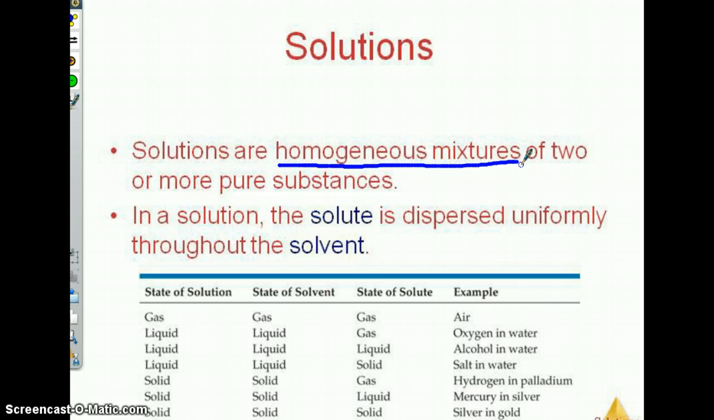The opposite of a homogeneous mixture would be a heterogeneous mixture. An example of a heterogeneous mixture would be dirt in water. I can see the dirt in the water. It's heterogeneous. I can see the different phases, the solid and the liquid. A homogeneous mixture looks the same all the way throughout. I'm not going to see any solids or gases in there. It's going to be uniform all the way through.